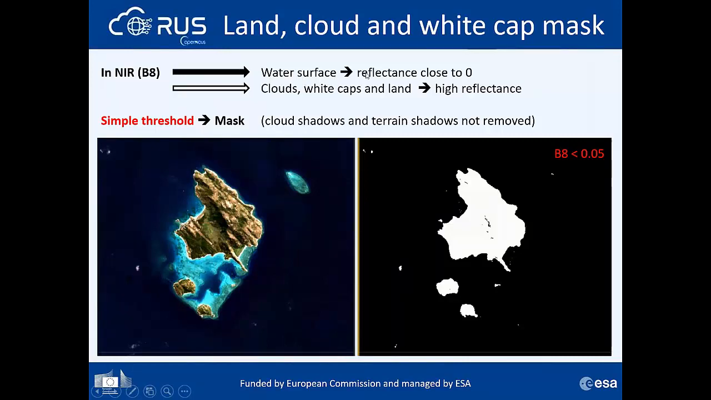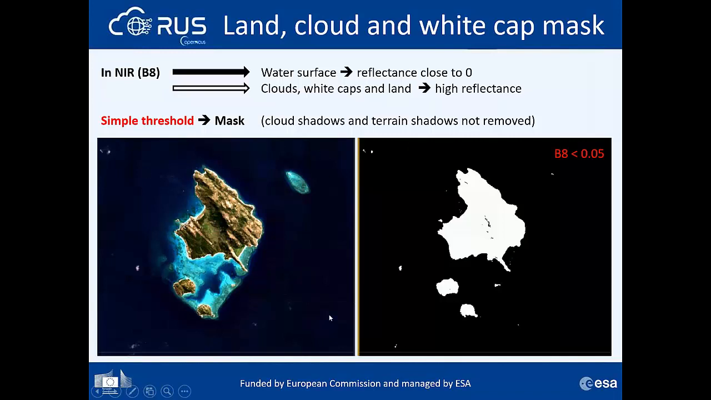So water surface will have reflectance close to zero, while clouds, white caps, and land will have very high reflectance in the near infrared, or band 8 in our case now. And we can then apply a simple threshold. But the clouds, shadows, and terrain shadows will not be removed. And you can see this actually on the image below here.